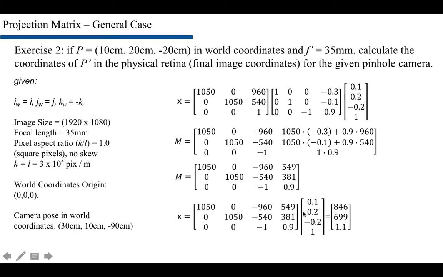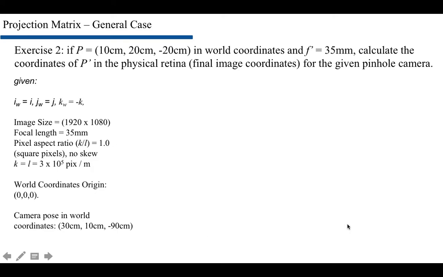Let's multiply our point P in the world coordinate frame, that's 0.1, 0.2, and minus 0.2, sorry, and 1. If we multiply, this is what we get. Here we see this is 846, 699, and 1.1.